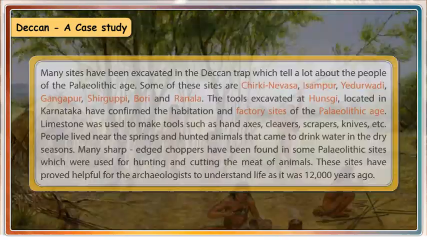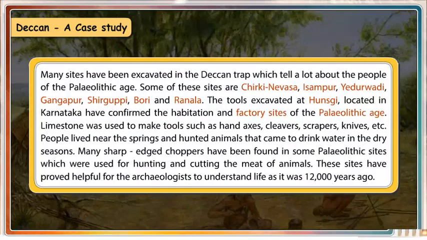Deccan, a case study. Many sites have been excavated in the Deccan Trap which tell a lot about the people of the Paleolithic age. Some of these sites are Charki Nivasa, Isampur, Yedurwadi, Gangapur, Shirguppi, Bori and Ranala. The tools excavated at Hunsgi, located in Karnataka, have confirmed the habitation and factory sites of the Paleolithic age.